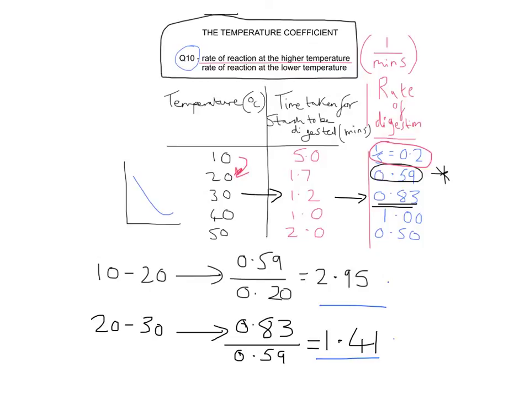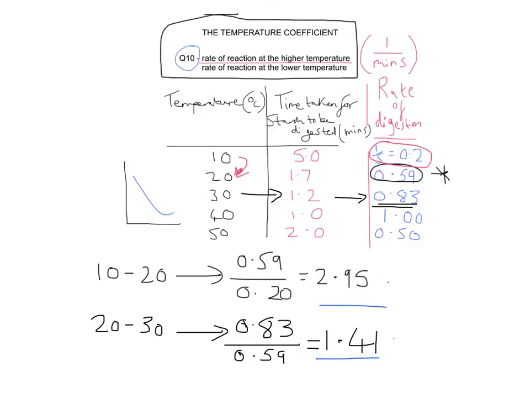Now, usually, as a rule of thumb, we say that the rate of a chemical reaction doubles for every 10 degree rise in temperature. But for enzyme catalyzed reactions, this often isn't the case. And it certainly isn't the case in this particular reaction that I'm describing in this video.